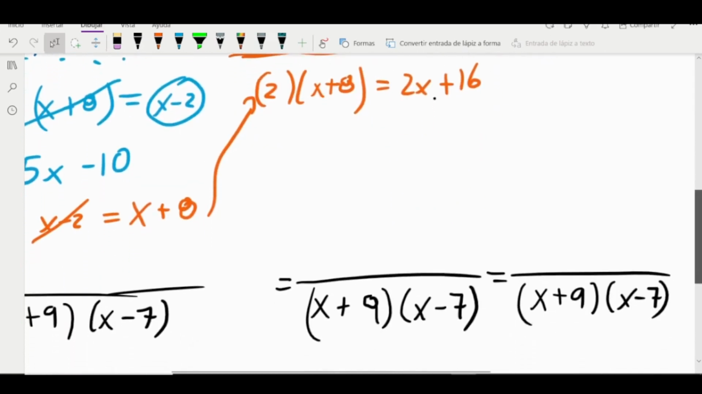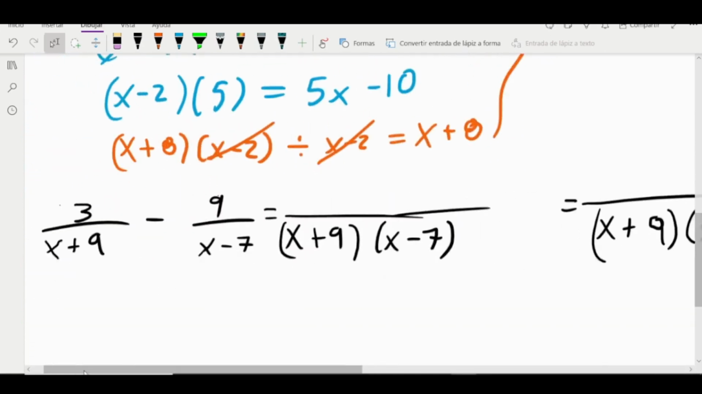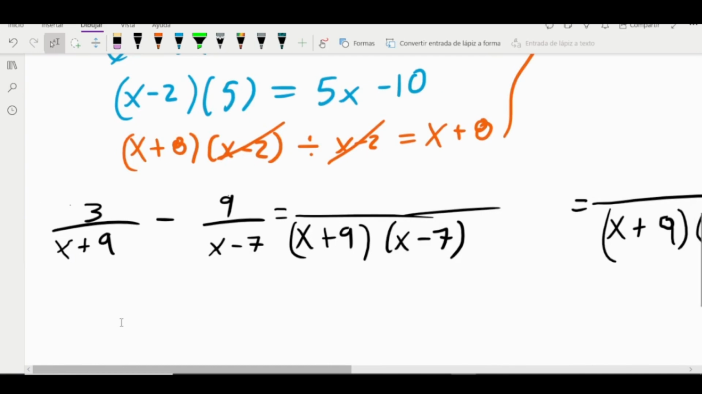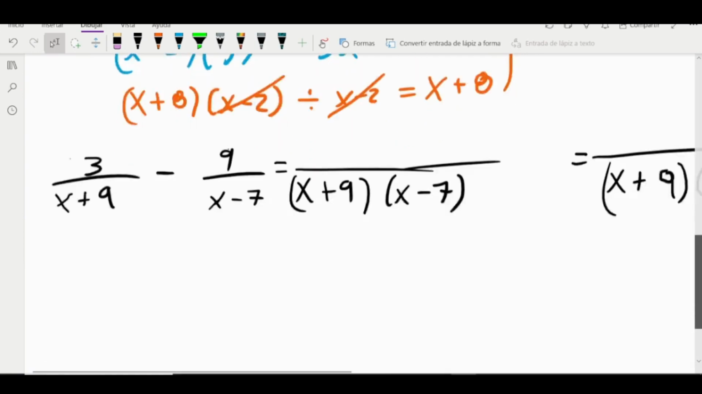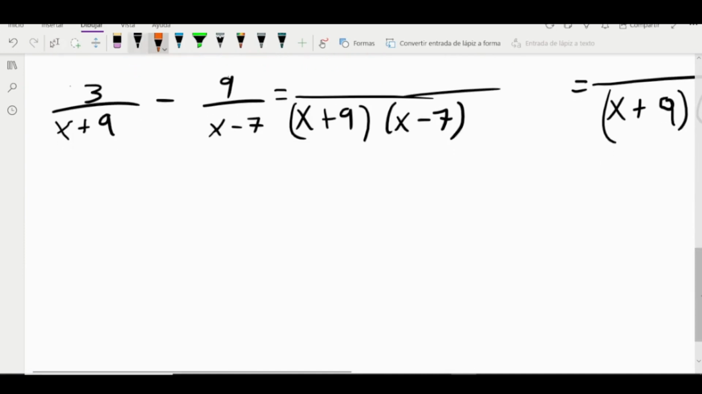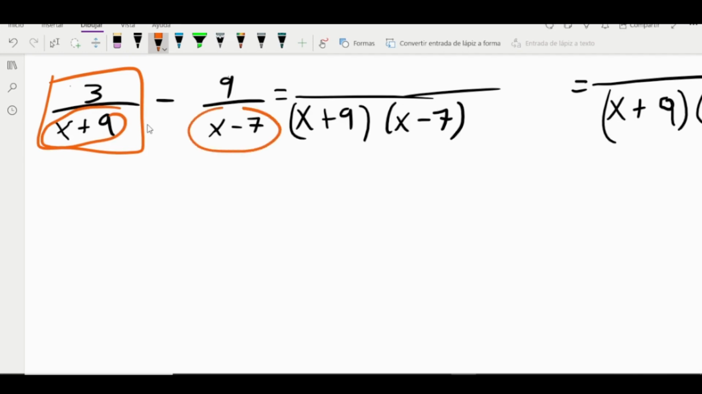Okay, but that's the way that you can solve this addition. I'm going to practice with another example. Here we are going to have a subtraction. Okay, so I'm going to check what happened here. On the first section, we have 3 over x plus 9 minus 9 over x minus 7. Remember, if you want to find the common denominator, the only thing you need to do is multiply x plus 9 times x minus 7. So here, the result is going to be x plus 9 times x minus 7.